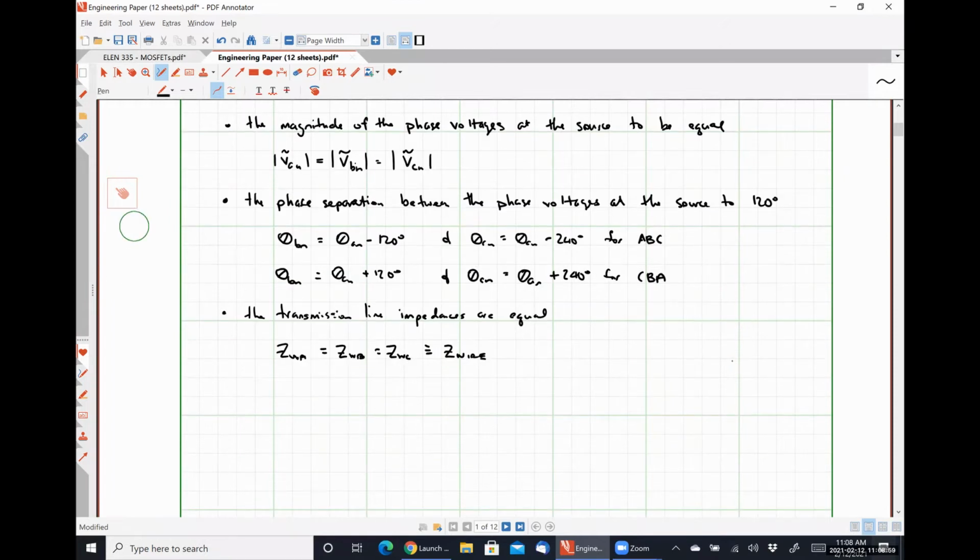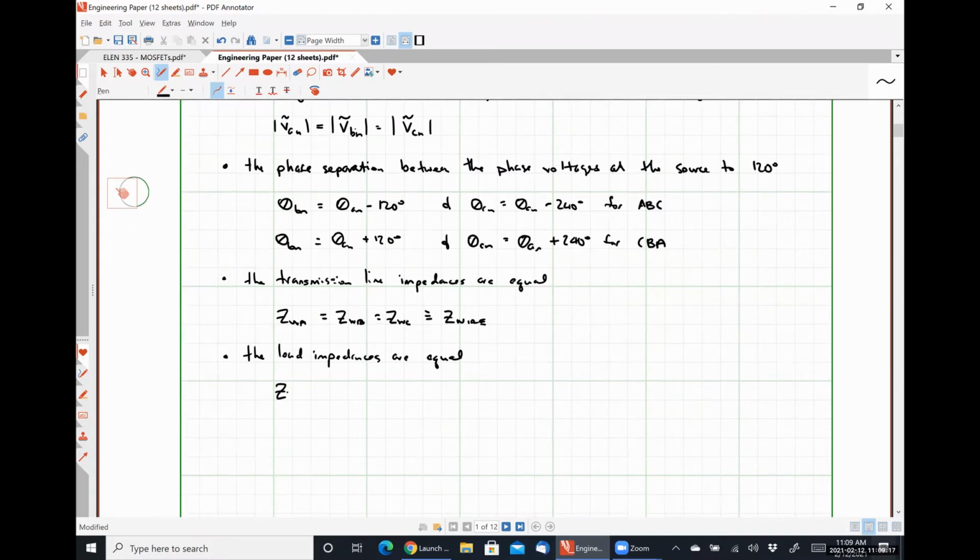All right, then our last constraint is that the load impedances are equal, meaning ZYA is exactly equal to ZYB is exactly equal to ZYC. So I'm just going to call this from here on out ZY. Under these four conditions, we have a balanced YY system, okay?